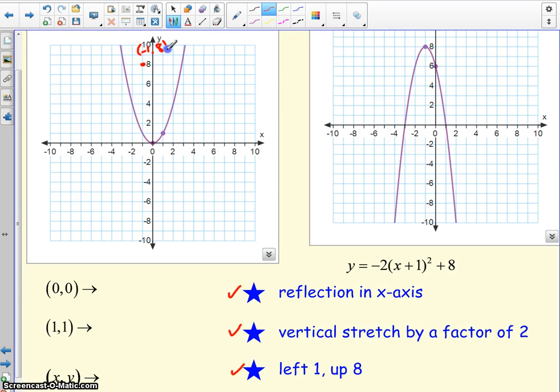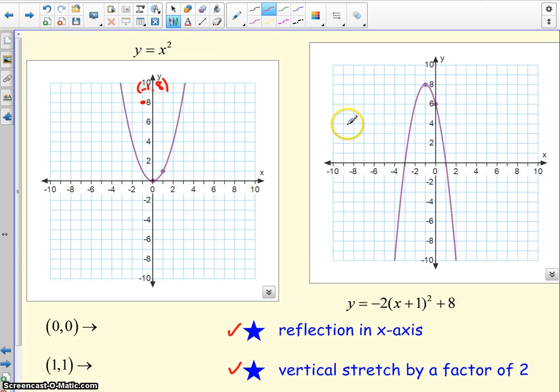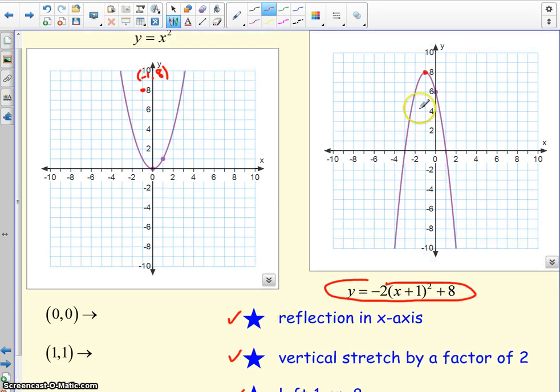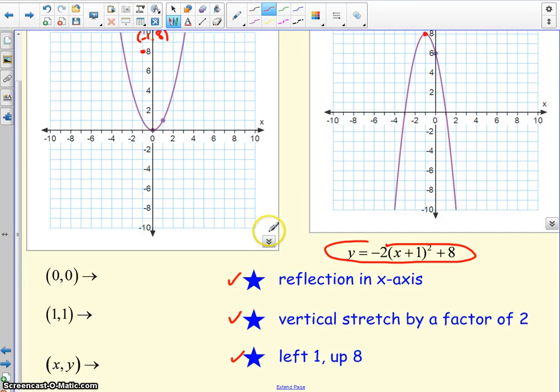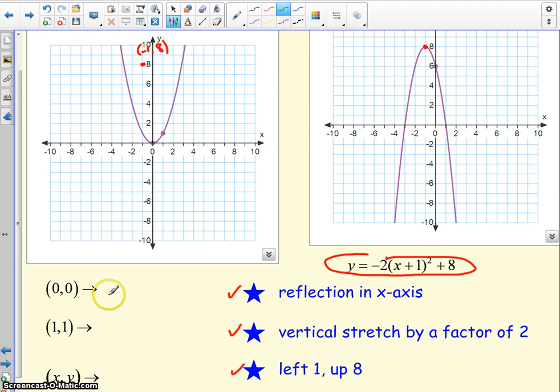And if you look here at our other graph over here, this is a point that is on our new parabola. Okay, so again, I took this point 0, 0. I went through all these transformations. When I was finished, I wound up at negative 1, 8, which was actually the vertex of the new parabola. Okay, I'm going to repeat this process with the point 1, 1.